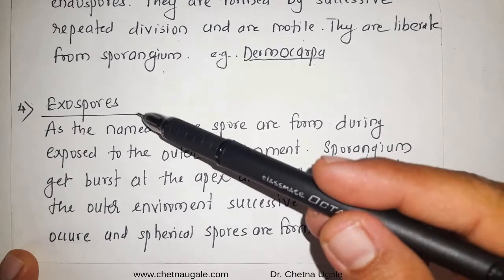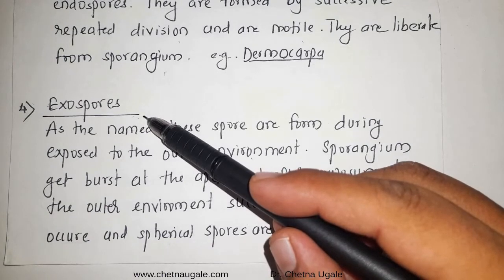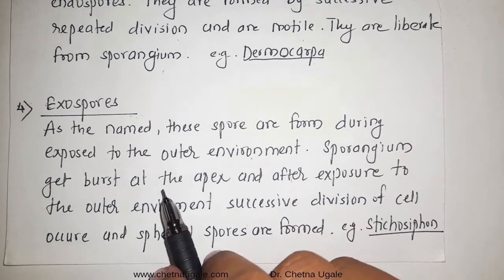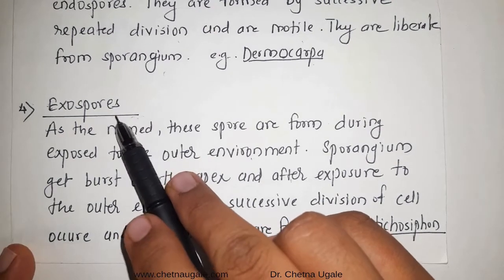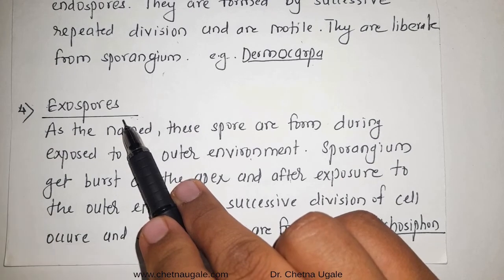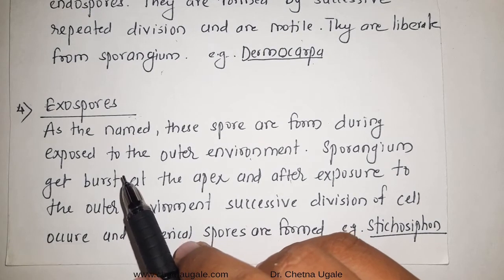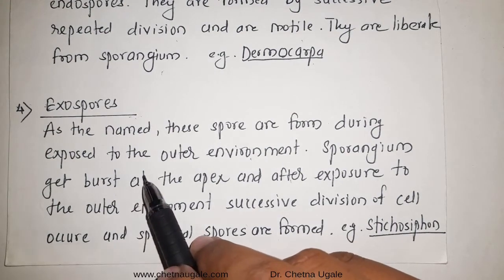So in case of the exospore, it is exactly the reverse of the endospore. After the exposure of the sporangium to the outer atmosphere, there is successive division and the spherical spores are formed, which are named as the exospores. That is the exospore, one of the types of asexual reproduction in algae. By the successive cell division they get formed, and these exospores later on develop into an individual plant body.